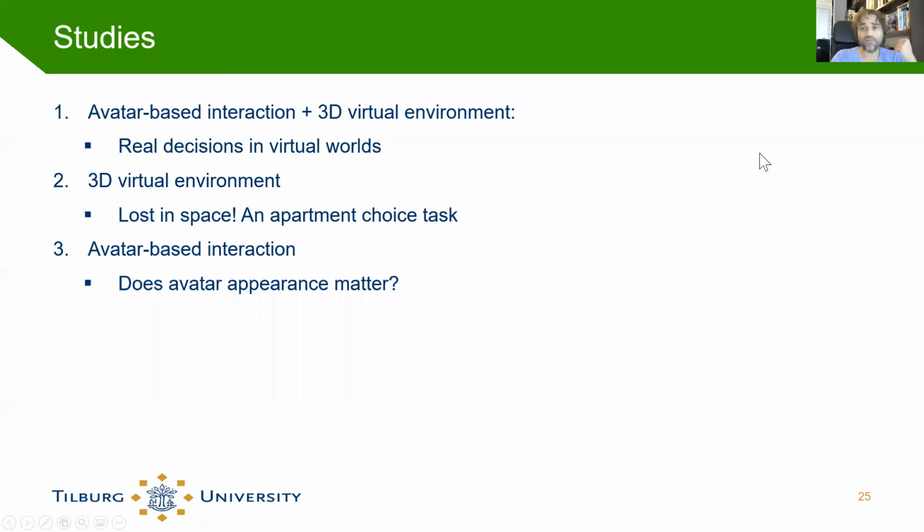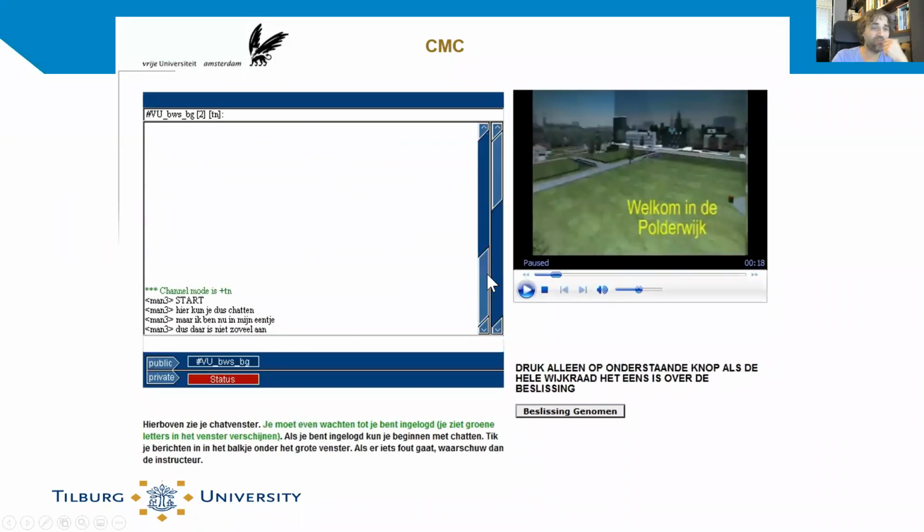So we tested that, and we did a bunch of studies, but I will point out only the first one. In the first study, we had people discussing a spatial planning task. They had to make a decision about an existing neighborhood in the Netherlands and what would happen with an empty space in our neighborhood. So what kind of building would be built there.